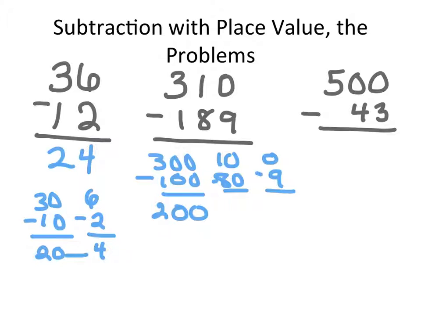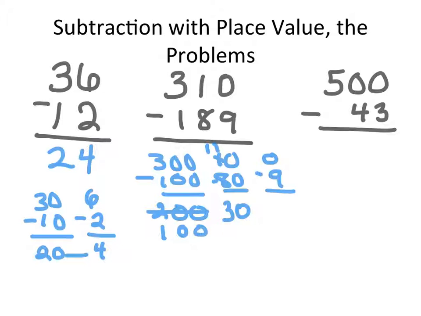We can't take 8 tens away from 1 ten. We need to get some more tens. So where are we going to get these tens? We're going to take 1 hundred away from this, and we're going to break that hundred into 10 tens. Now we already have 1 ten here. So we don't have 1 ten anymore, we have 11, because we had 10 and the one that was already there. 11 tens take away 8 tens is 3 tens.